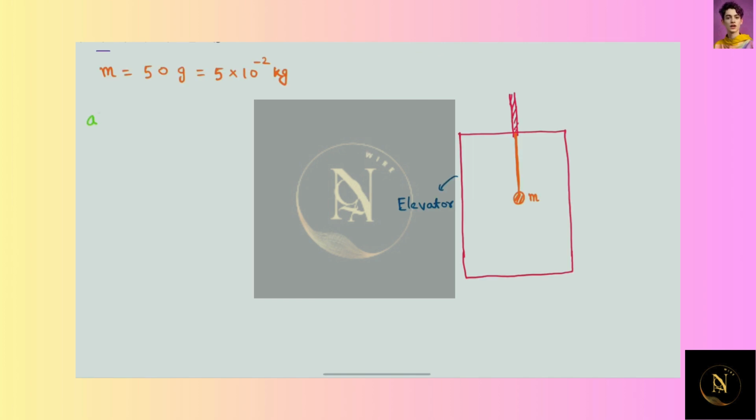In part A, it is given that the lift goes up with acceleration. Let's say A is equal to 1.2 meter per second square. So I can just denote that by A in the upper direction.